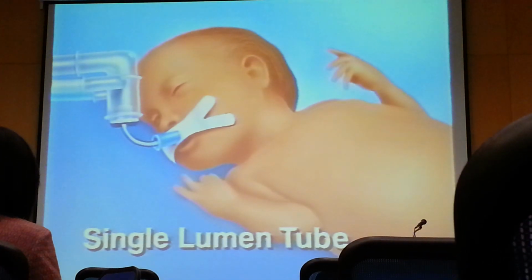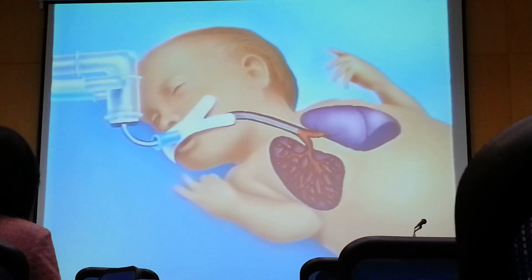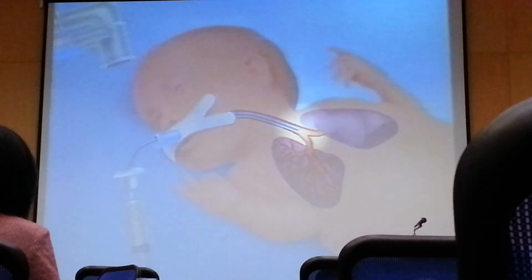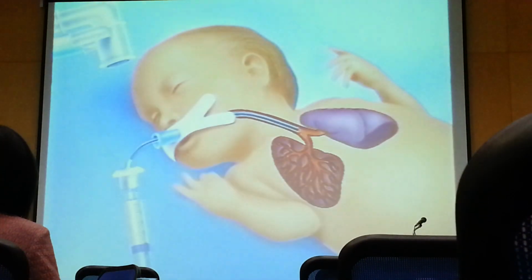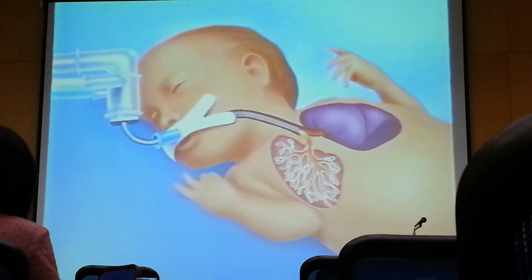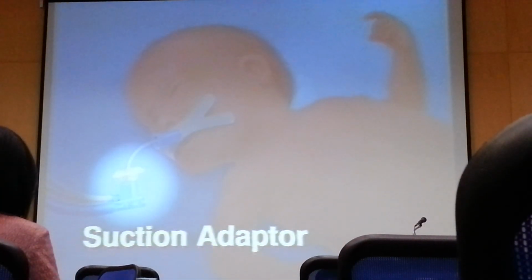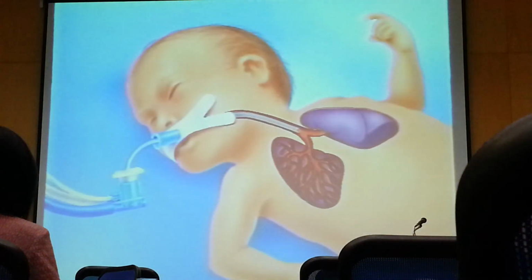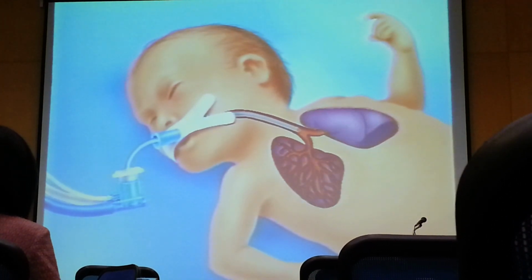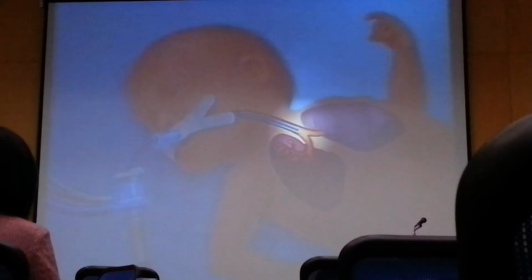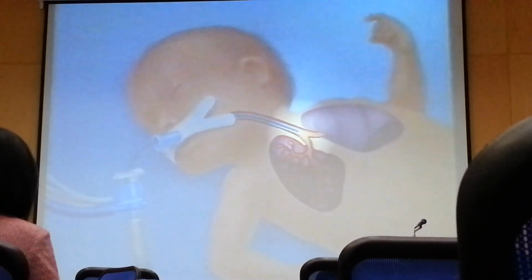With a single lumen endotracheal tube, Surfactant is administered through a shortened 5 French catheter. When inserted into the ET tube, the distal end of the catheter lies just above the carina. With a neonatal suction adapter, a shortened 5 French catheter is also used. The catheter must be left long enough to pass through the adapter and ET tube and still have its end lie just above the carina.